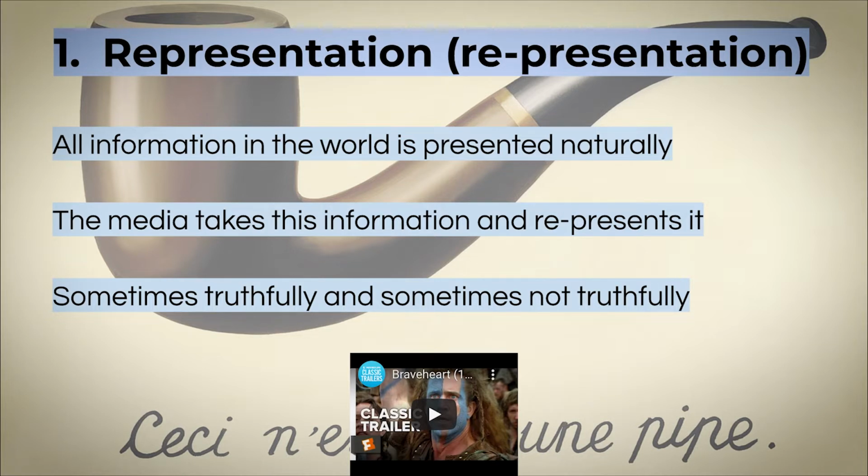But the idea is that the job of the media, especially things like newspapers, which are supposed to be reporting things truthfully, is to report things as close to 100% truthful as they can. So a journalist's job, or the editor of a newspaper as well, because you could argue the burden falls on them, is to try to represent the information as truthfully as possible.